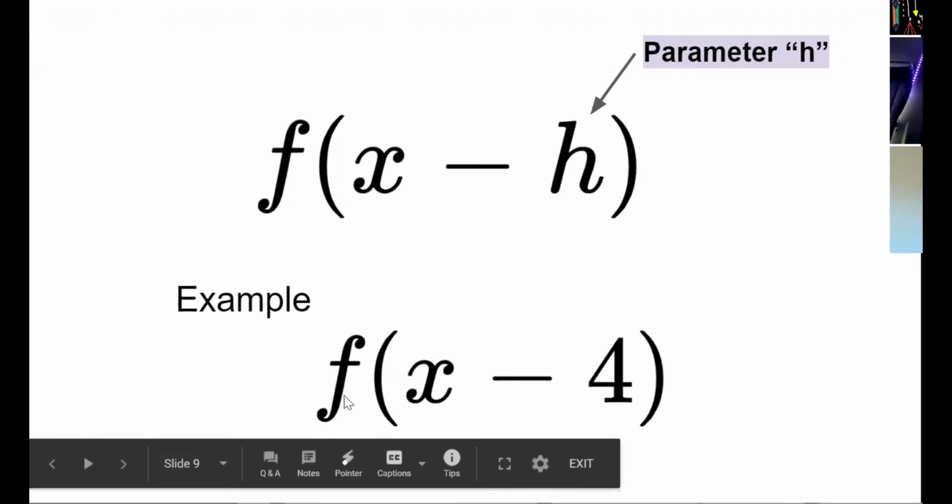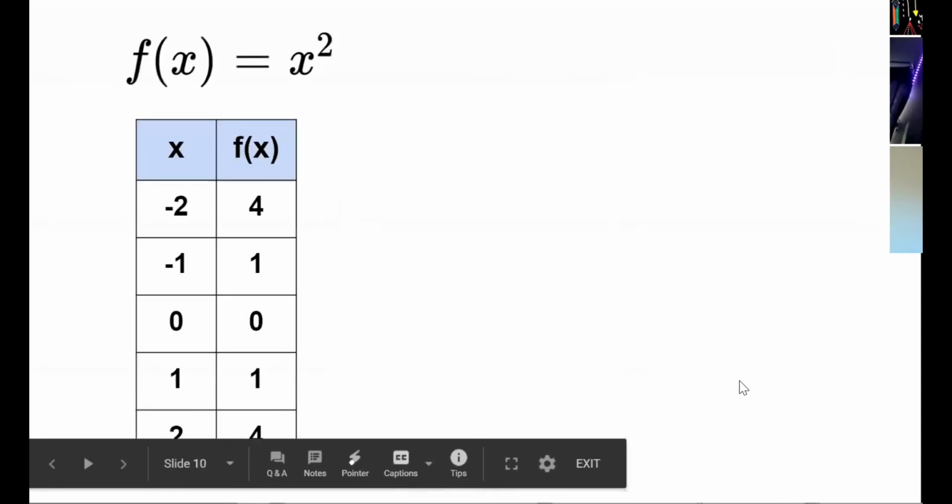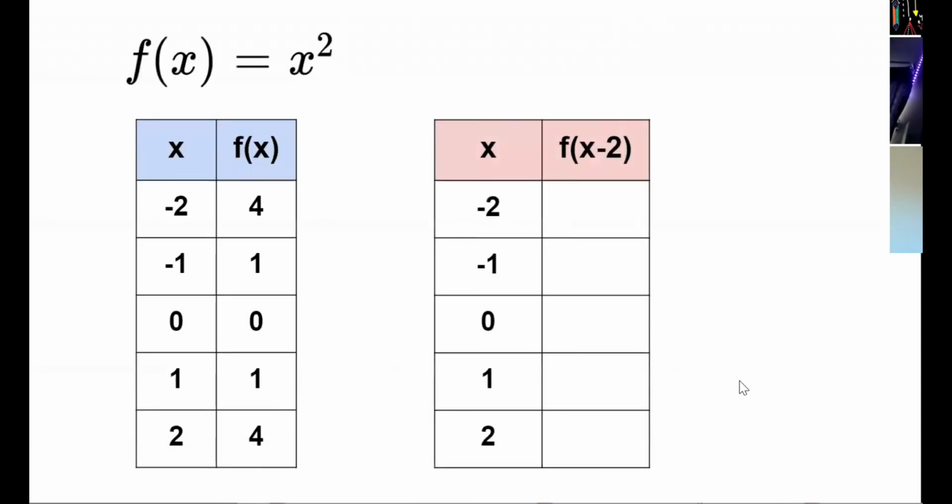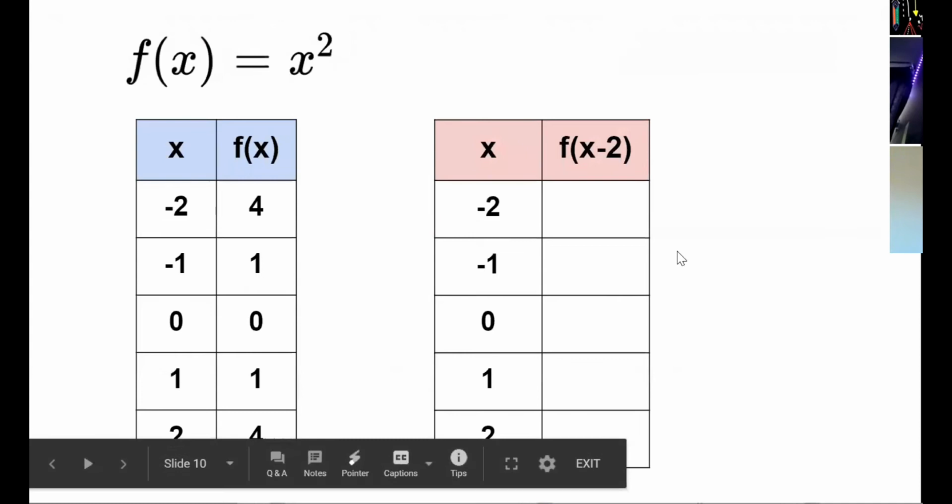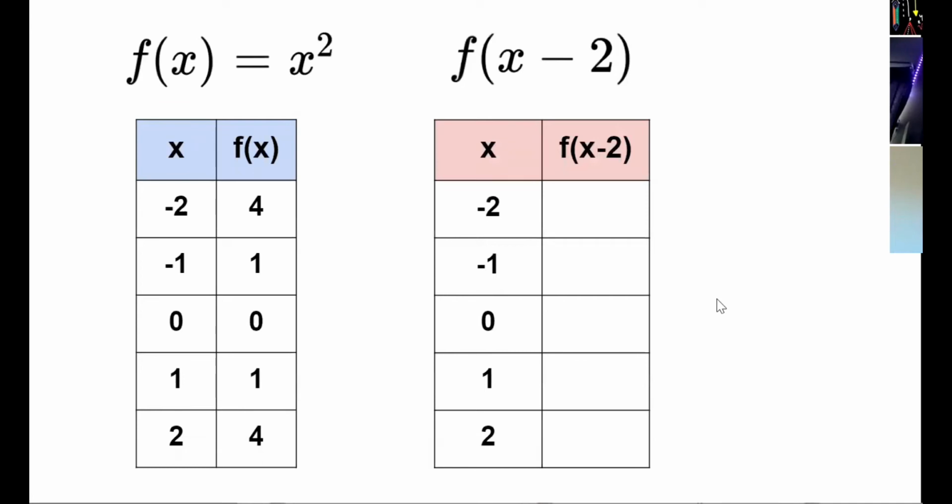I have f and then inside parentheses, x minus 4. All right, so let's go ahead and get to it. And I think I changed it. Yeah, I changed it to f of x minus 2. Okay, so let's go ahead and do this one. Now, how exactly do we write it?